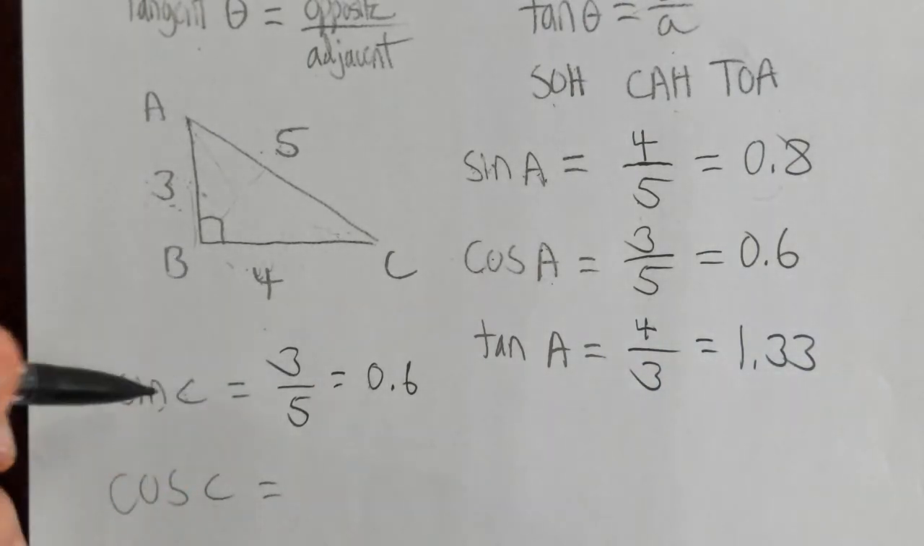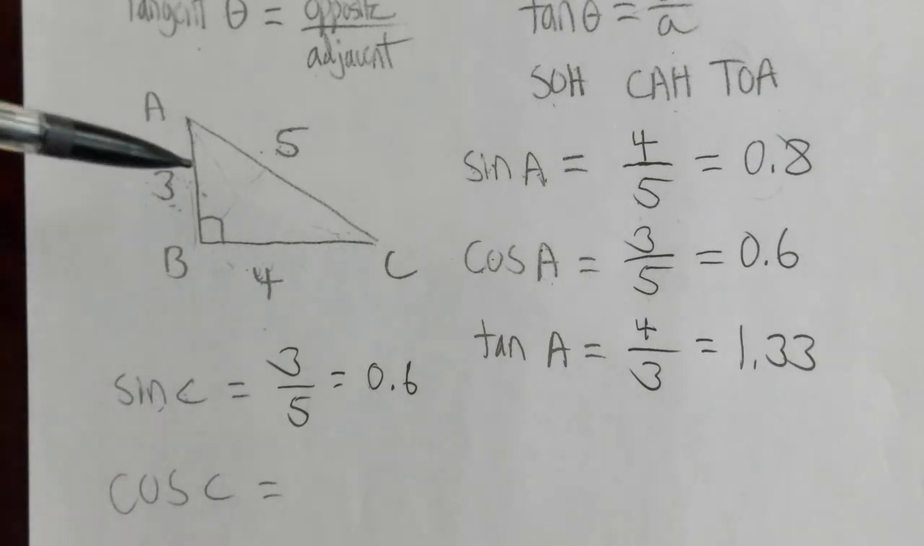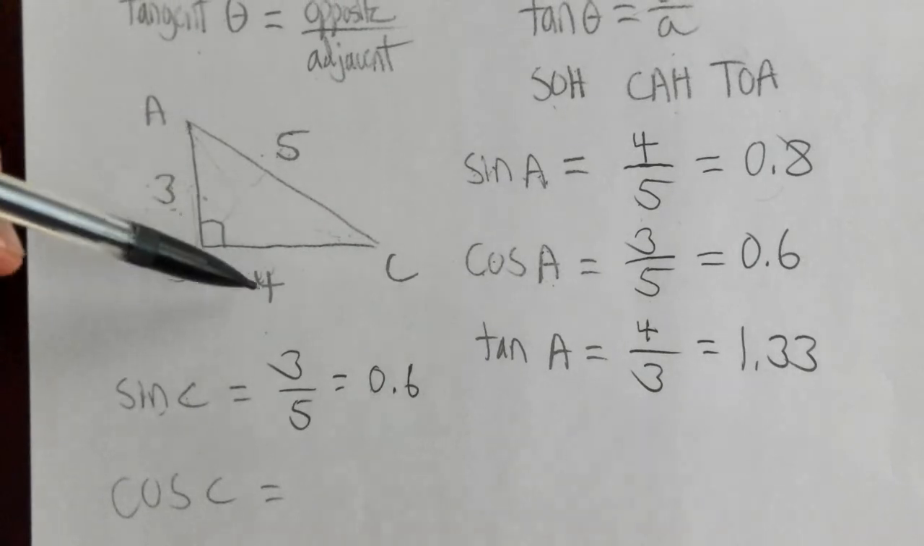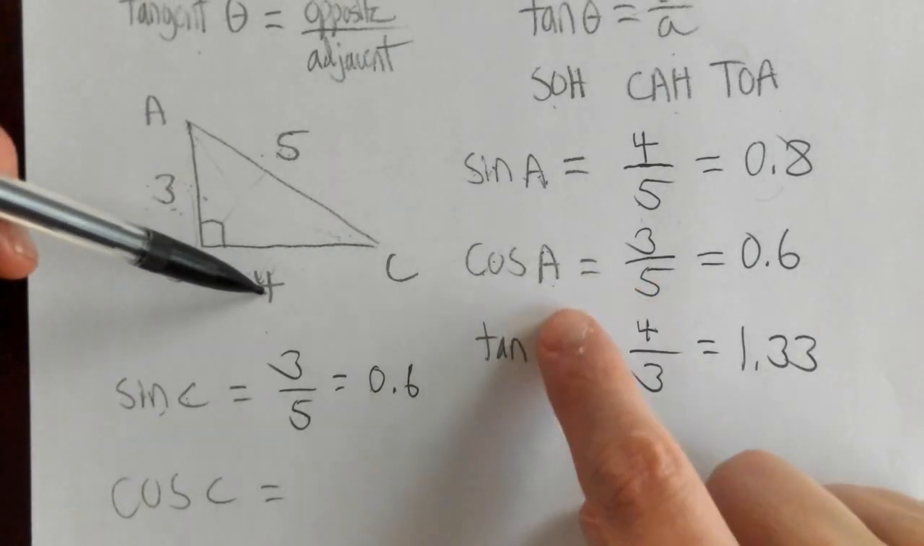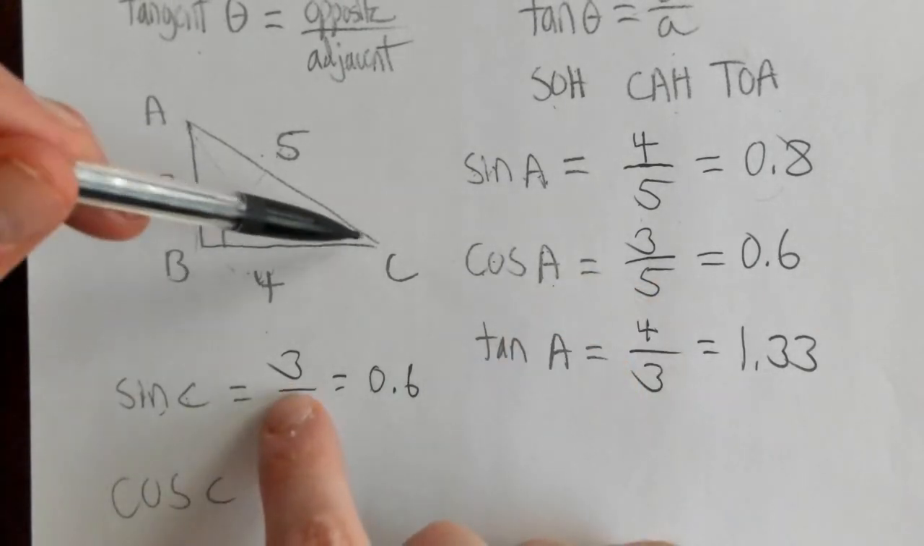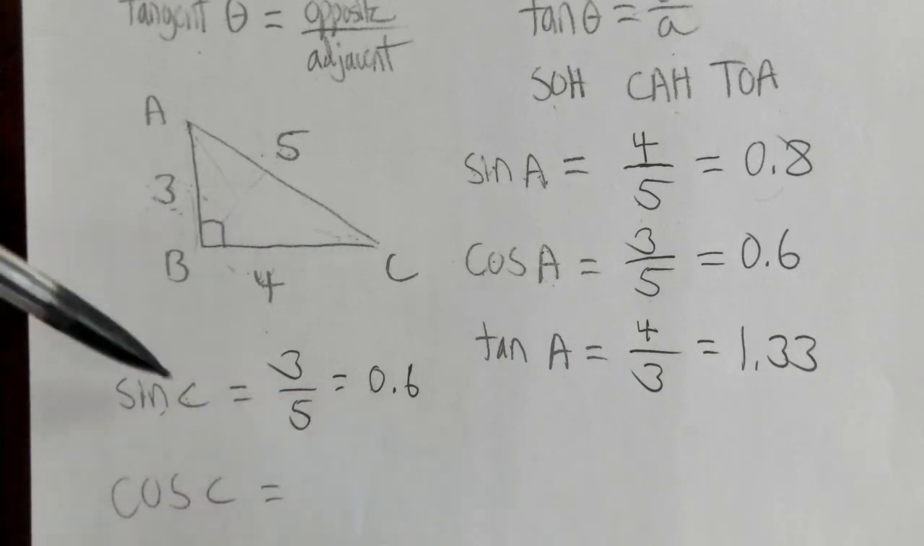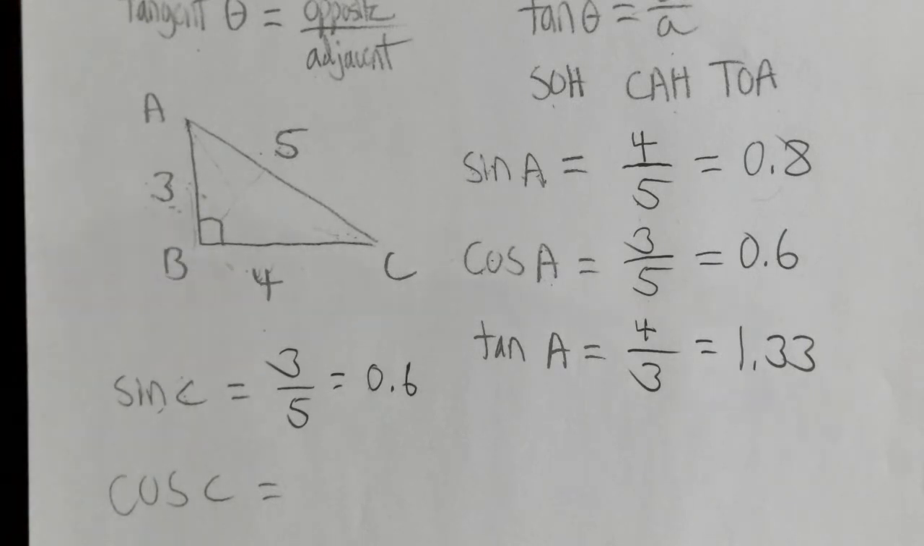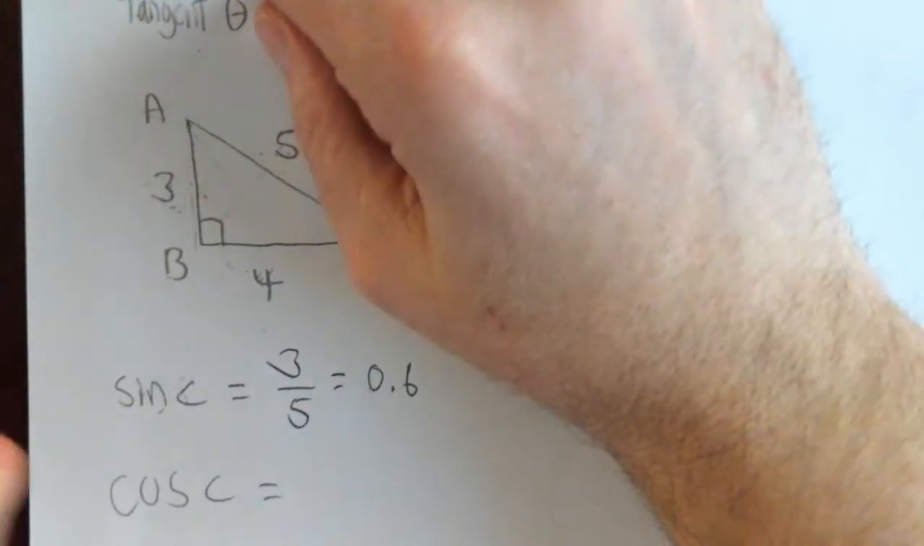Okay, and so you might be thinking that, well, I thought 4 was the opposite side. Well, 4 is the opposite side for angle A, right? But 3 is the opposite side for angle C. So that's why I say it's important to make sure you know which angle is your reference angle, because the opposite and the adjacent can change. So something to keep in mind.